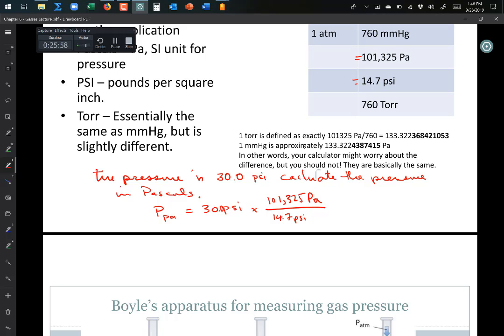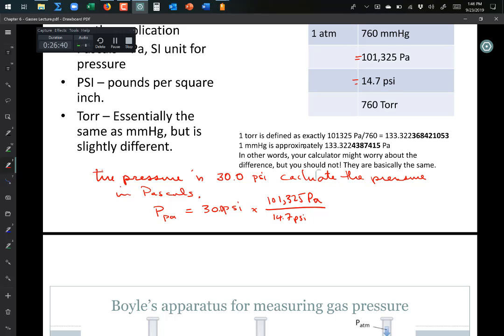Big number, huh? Well, I want pressure in pascals. I'm starting with the PSI. So it says, tire pressure is 30.7 PSI, calculate the pressure in pascals. This is what I want. And I just write the units to remind myself that's what I'm looking for. That's all.